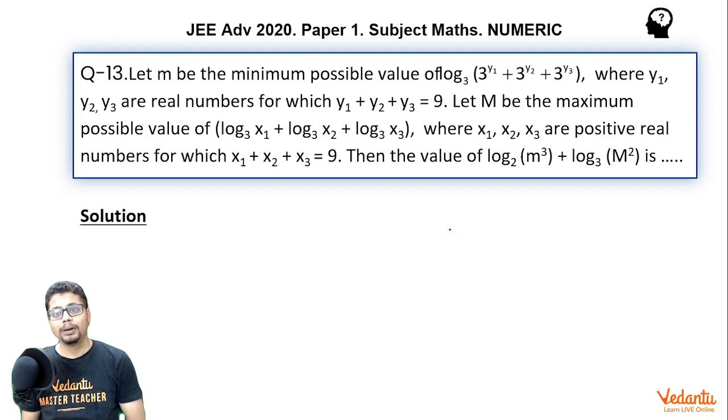Let capital M be the maximum possible value of log x1 base 3 plus log x2 base 3 plus log x3 base 3, where x1, x2, x3 are positive real numbers for which x1 plus x2 plus x3 is equal to 9. Then the value of log m cube base 2 plus log M square base 3 is equal to what? So this is a numeric type question.